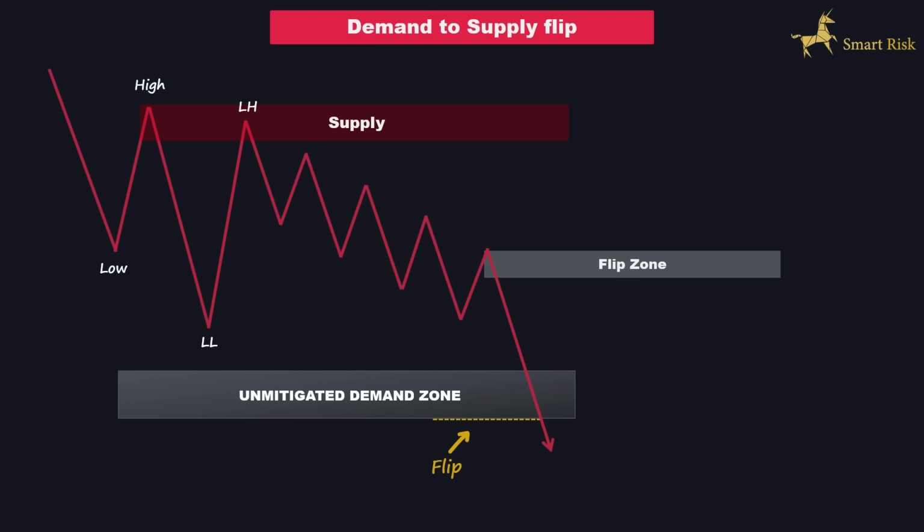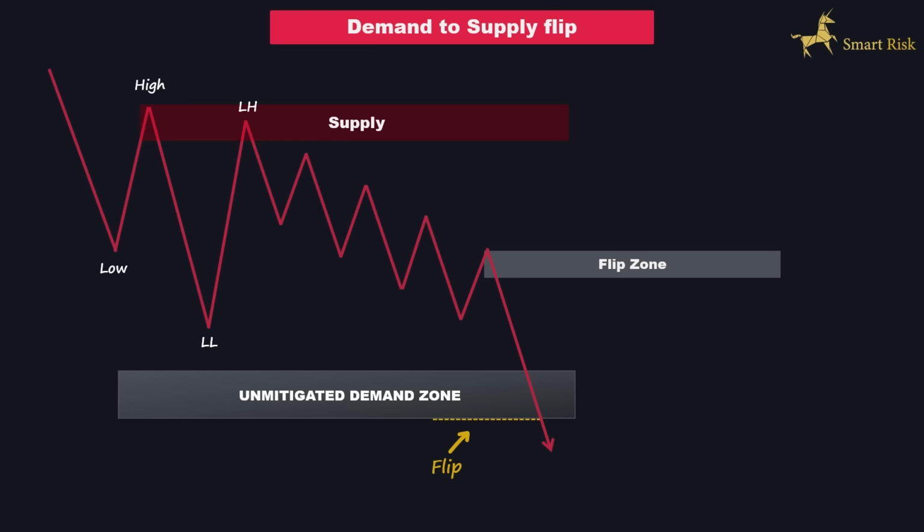However, an interesting twist occurs in this situation. Instead of respecting the unmitigated demand zone and reversing from it, the price sharply pushes downwards and breaks through the zone. This break of the demand zone indicates a lack of bullish momentum in the market, signaling a shift in control from buyers to sellers. It creates a perfect supply zone generated by the wave that has flipped the demand zone to the downside.